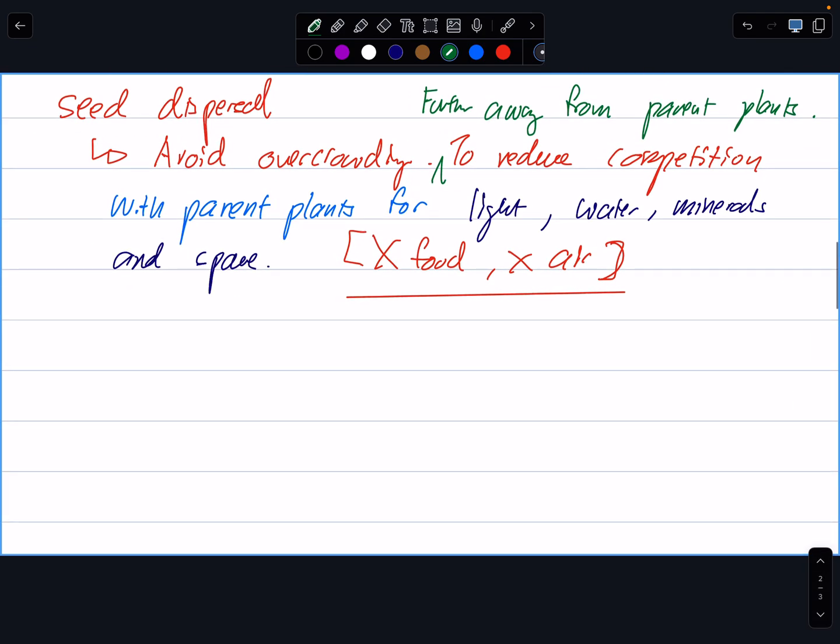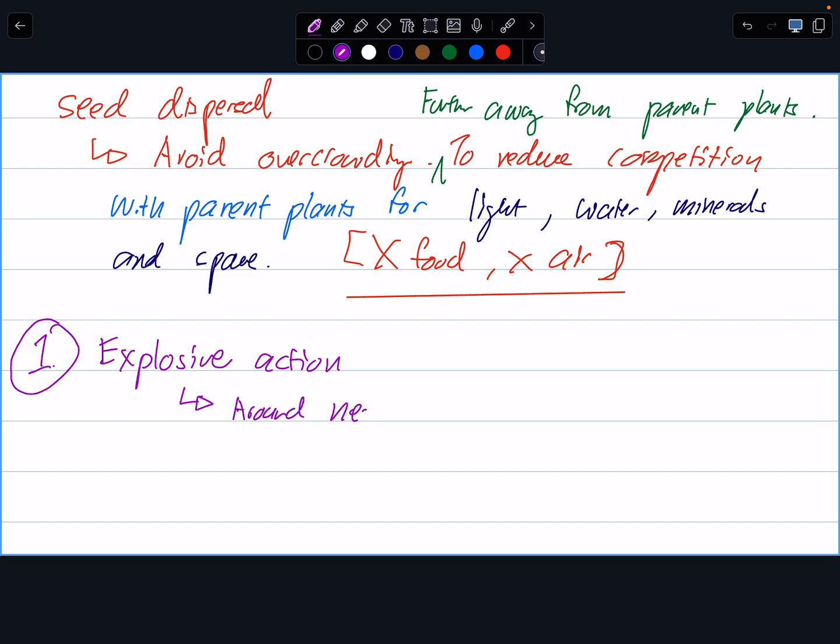So what are the three ways that we are familiar with? Okay, very quickly, I'm going to talk about it. First one is explosive action. Please be careful, it is not explosion. I've said many times, but students still will forget. So explosive action or mechanism. So for this one, some of the key point is that it's usually around and near parents. Okay, it is not very far one. So this one is disadvantage.